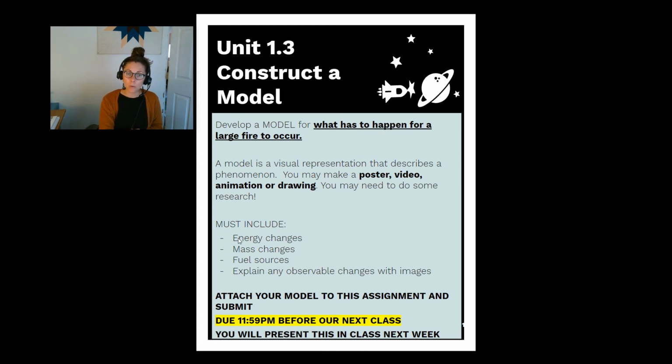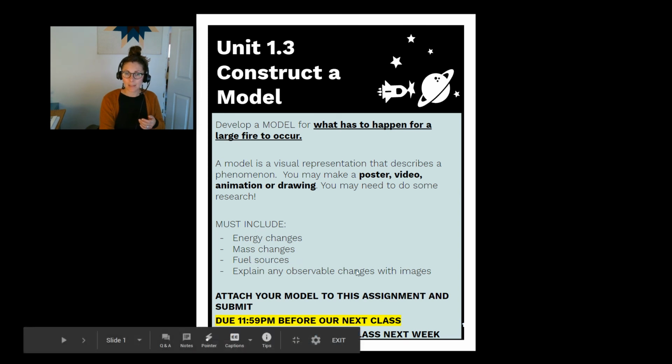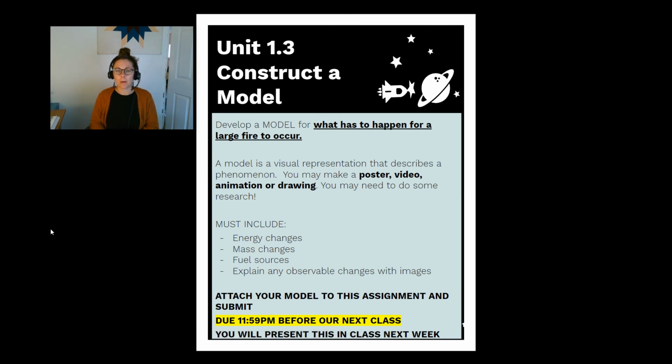So in your model, it's going to be clear by some pictures where the energy is changing, so maybe where some energy is coming or where it's going to. How the mass changes. So in 1.2, I asked you about how the mass would change in a wildfire. And so where does it come from? Where does it go to? Where is the fuel coming from? Where is it going to? What are the sources? And any other changes you can explain on that model are important as well. But when anybody looks at it, they should be able to start to answer this question: what has to happen for the large fire to occur?